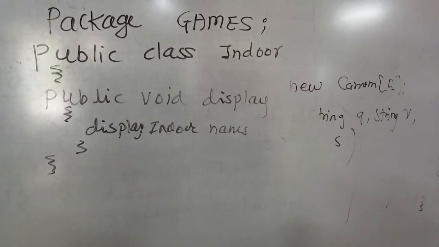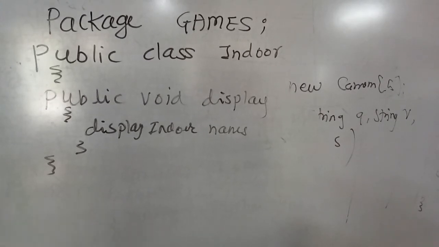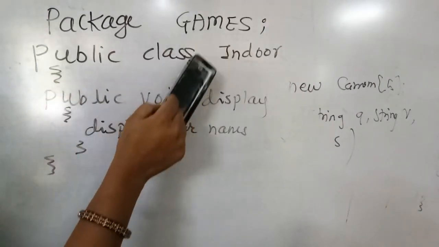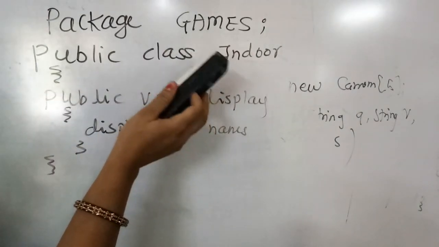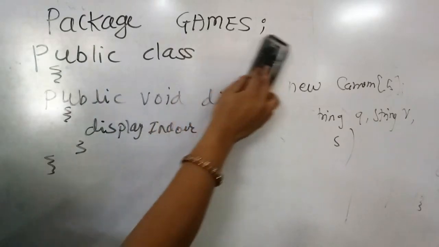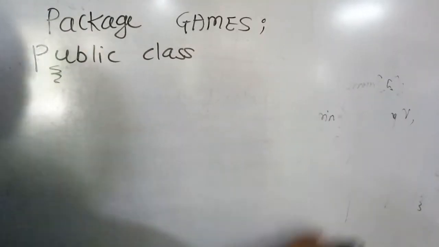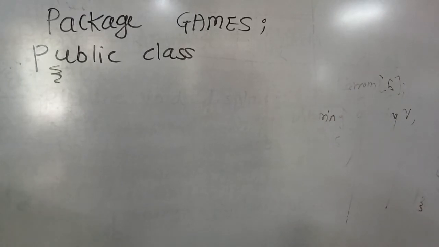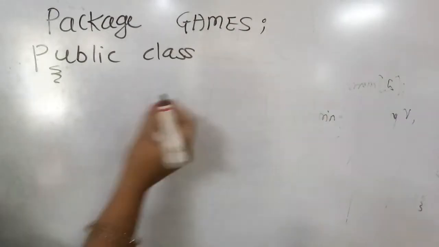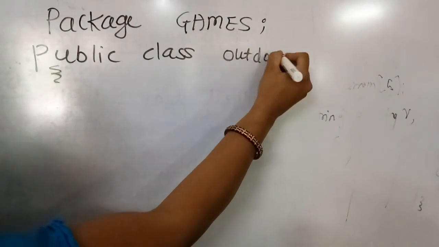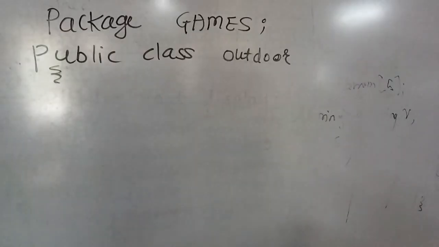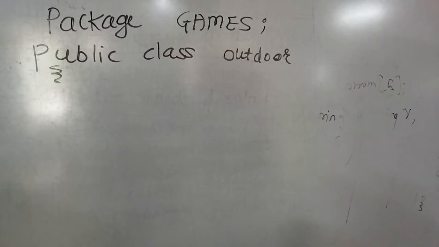Now what is the next mechanism? Keeping this package name the same means you have to keep the same package but have a different class. For example, public class outdoor. Okay, like the indoor, you will take the same, for example outdoor type game names, such as football. Then you will list out the same items like those of the indoor games.